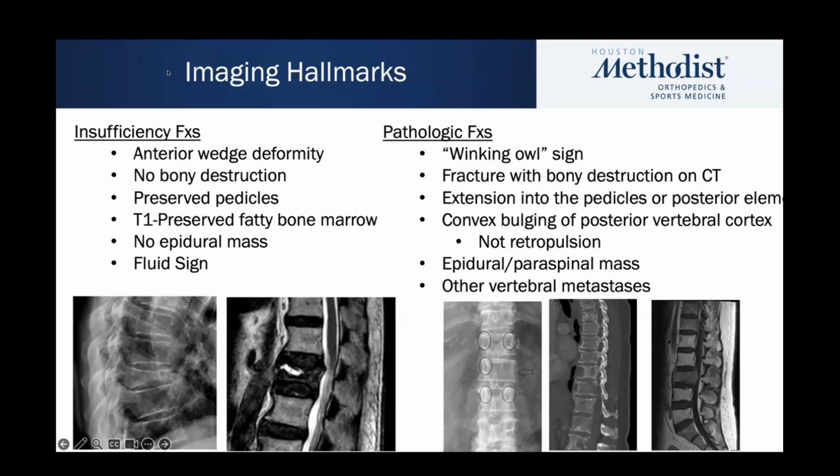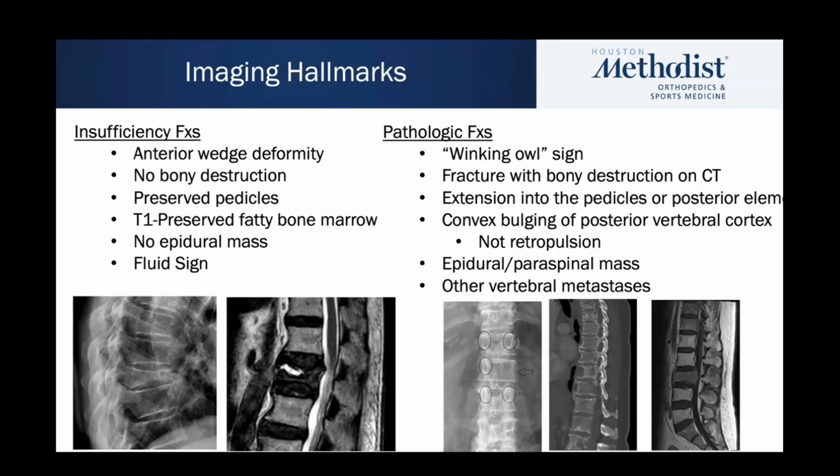and not a pathologic fracture. In terms of pathologic fractures, the classic textbook sign is the winking owl sign, which is illustrated in that radiograph right below with the circles, and you can see where the arrow is. There's no pedicle apparent on that AP X-ray, indicative of a destructive bony lesion. Fractures with bony destruction on the CT scan, as you can see in that middle CT image, extension into the pedicle or posterior elements is commonly a sign of a pathologic fracture.